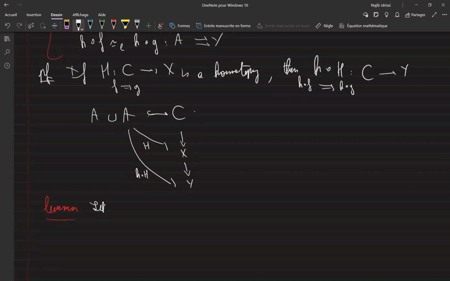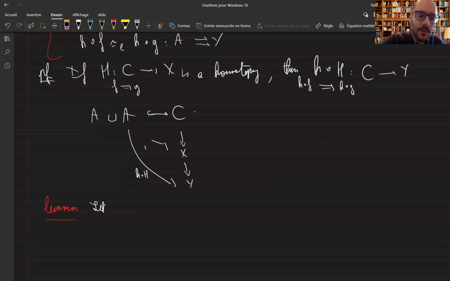The arrows are not right on the diagram. H must be from C to X. Oh, yeah, of course.